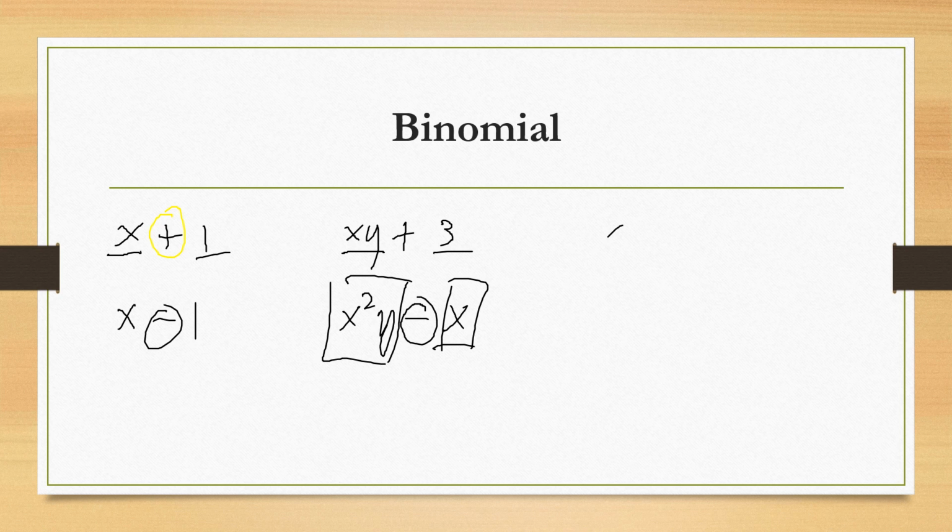So pwede rin naman na x squared y over z plus xy squared over z. So, pwede rin yan. Okay? Dahil meron tayo ditong addition, dalawang term pa rin siya. That is why it is called binomial. Kasi nga, dalawang terms. So, that is binomial.